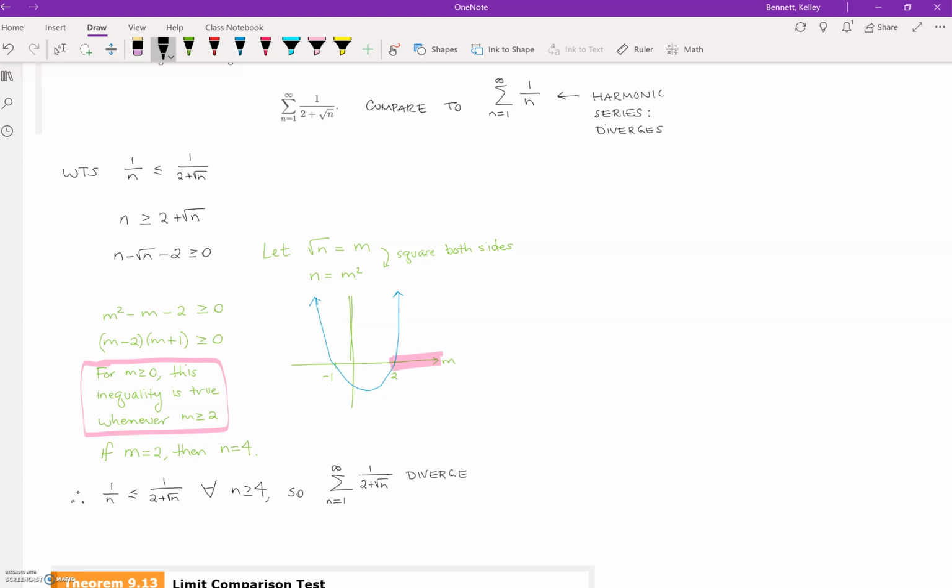Right? So again, just a quick recap. Harmonic series diverges. It's smaller than the one we're given. Therefore, the one we're given also diverges.